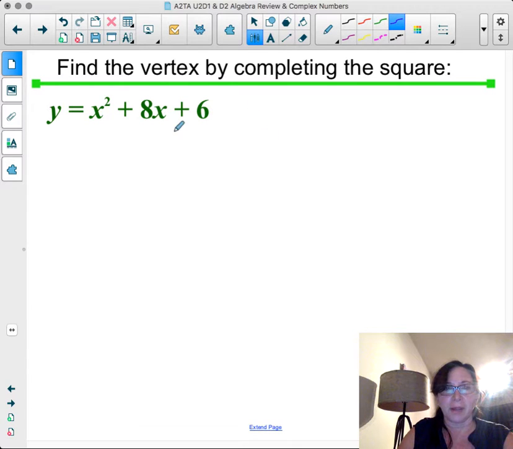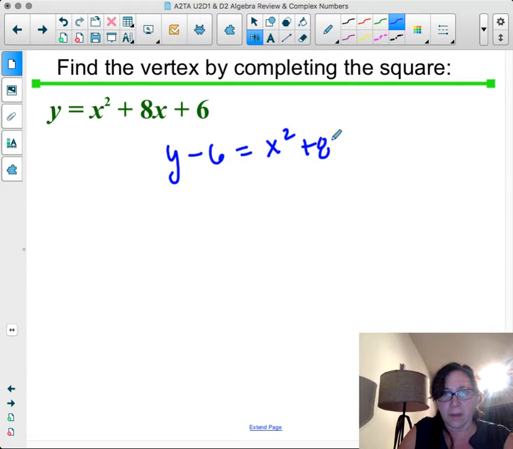Find the vertex by completing the square. Again, isolate your x's, so move the 6 over. Okay. We have y minus 6. I'm going to take half of 8. Half of 8 is 4. 4 squared is 16. I'm going to add 16 to both sides.